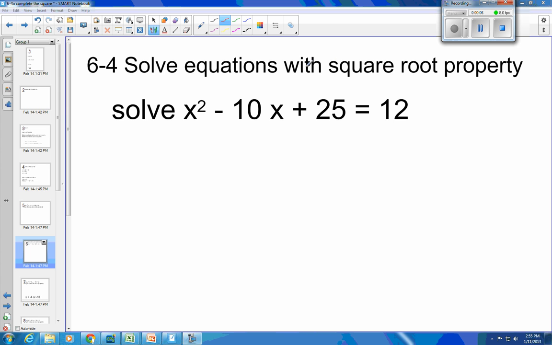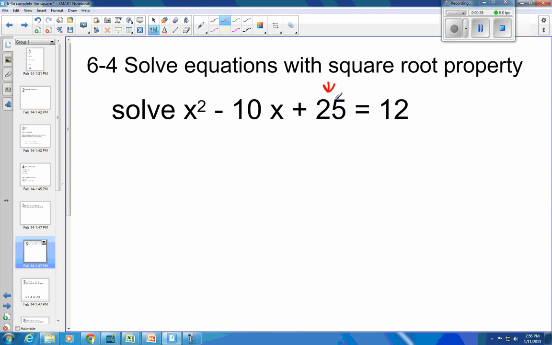What we want to do here is solve this by completing the square. And when we complete the square, well, we know that 25 is a perfect square, so we already have this square completed. 12 is not a perfect square, so our answer is going to be irrational. You want to double check and make sure you've got a perfect square before you get going.